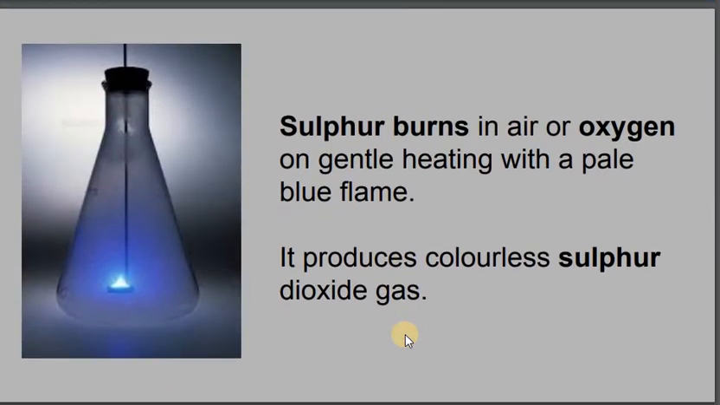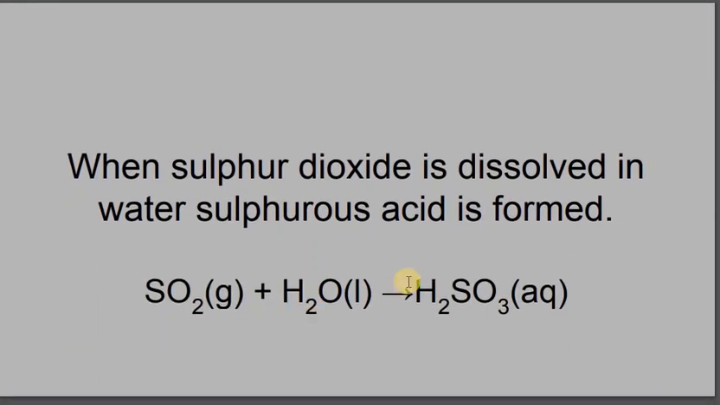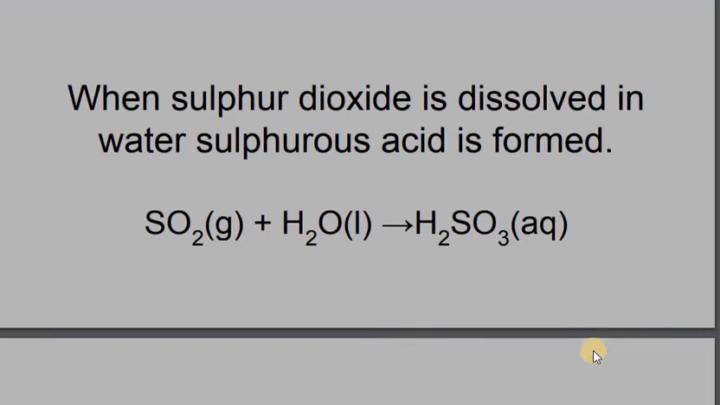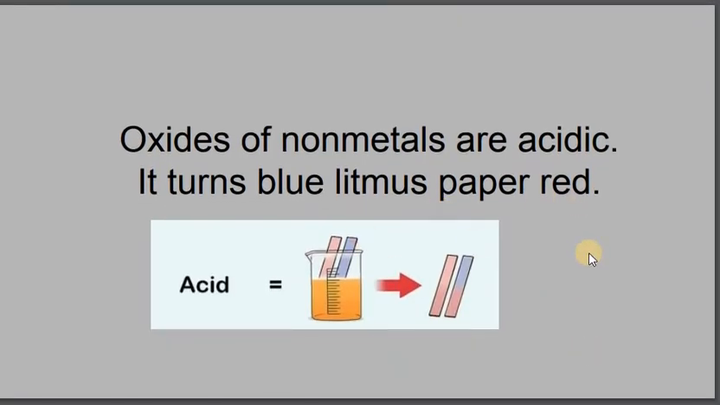Now we'll see non-metals. So sulfur, when it burns in air or oxygen on gentle heating with a pale blue flame, produces colorless sulfur dioxide. When sulfur dioxide is dissolved in water, sulfurous acid is formed. Oxides of non-metals are acidic. It means it turns the blue litmus paper red.